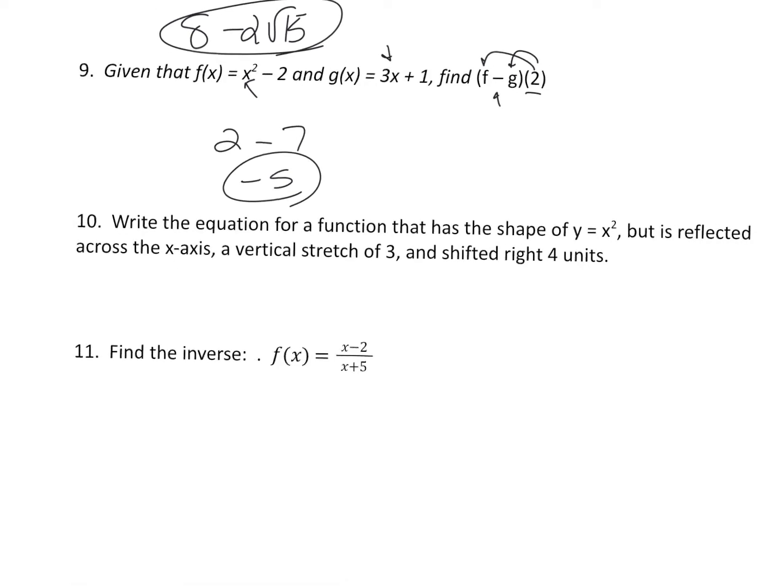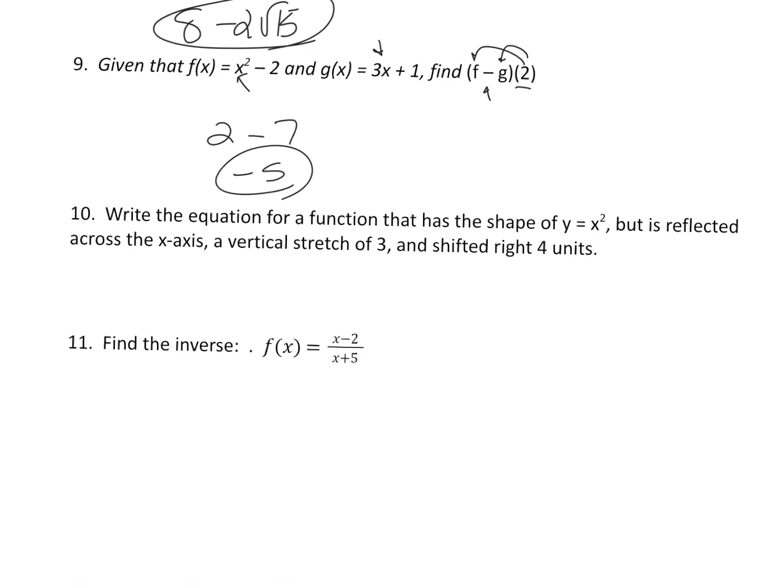Number 10, write an equation for the y equals x squared shape, same shape, but it's reflected across the x, has a vertical stretch of 3, and shifted right 4. So I would say y equals, first of all, it's reflected across the x, which means there's a negative in the front. Vertical stretch of 3 means there's a 3 also in the front.